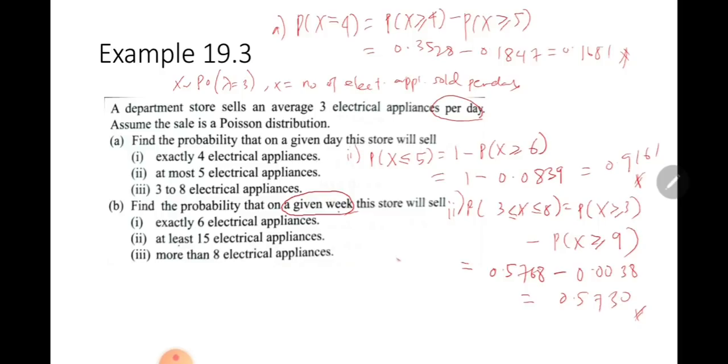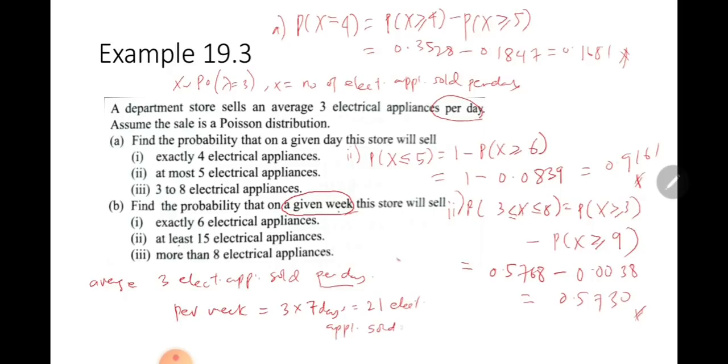Okay, so one of the characteristics of the Poisson distribution is that the interval where the frequency is counted, such as per hour, per day, per week, per month, they are actually proportionate. So if you have an average of 3 electrical appliances sold per day, what would the average be per week? Like I said just now, it's going to be proportionate. So per week will be 3 times 7, 7 days. Okay, so you will have 21 electrical appliances sold per week.